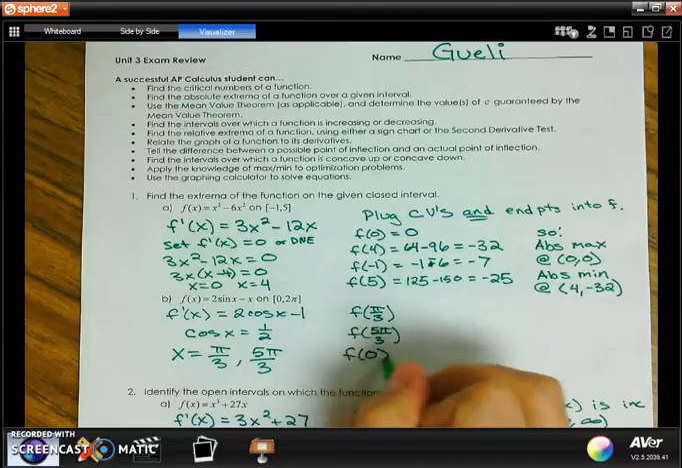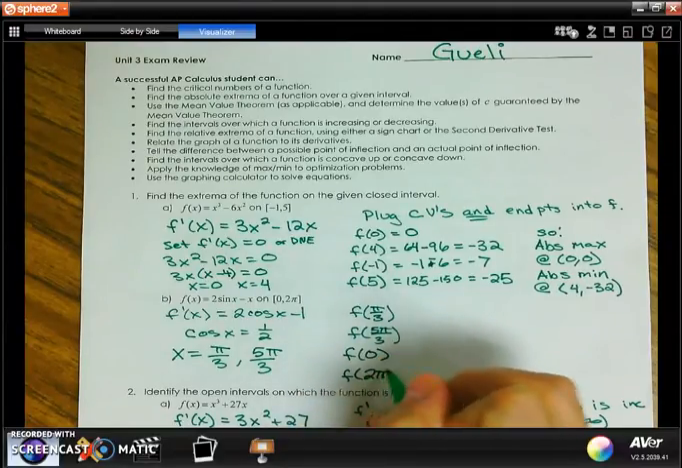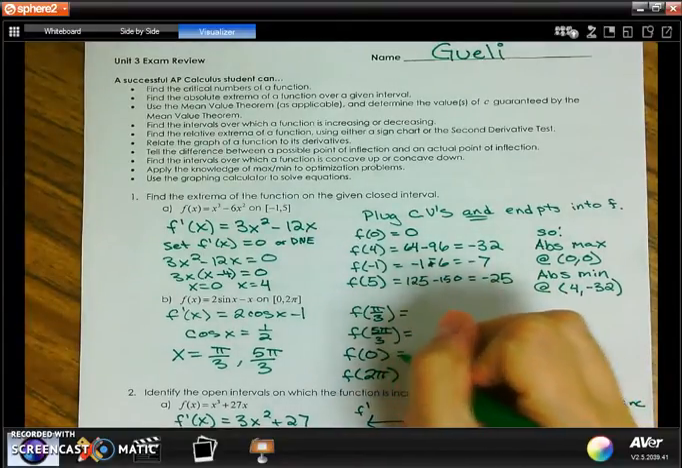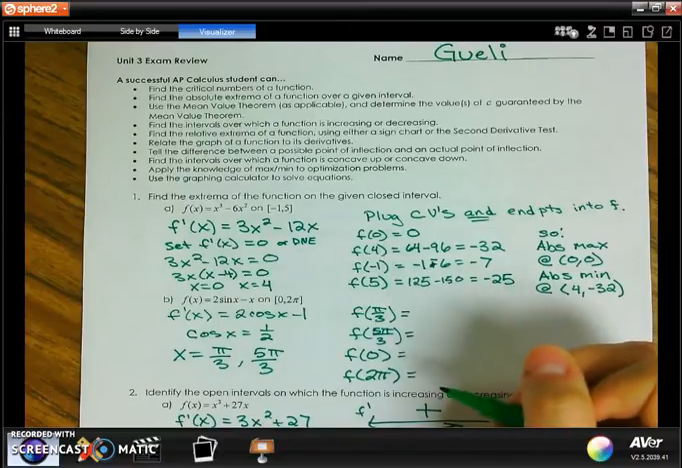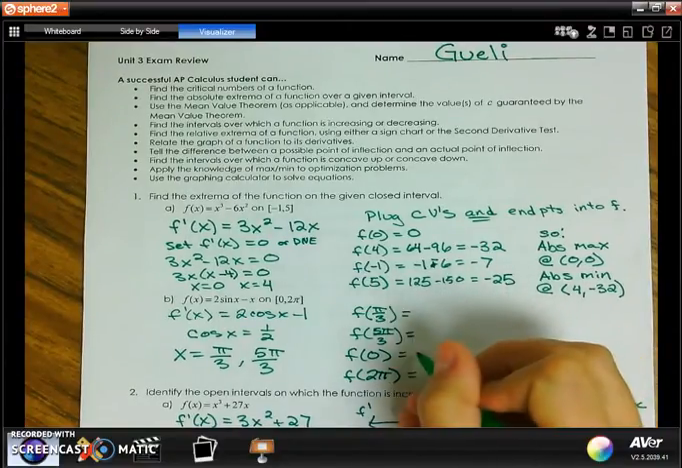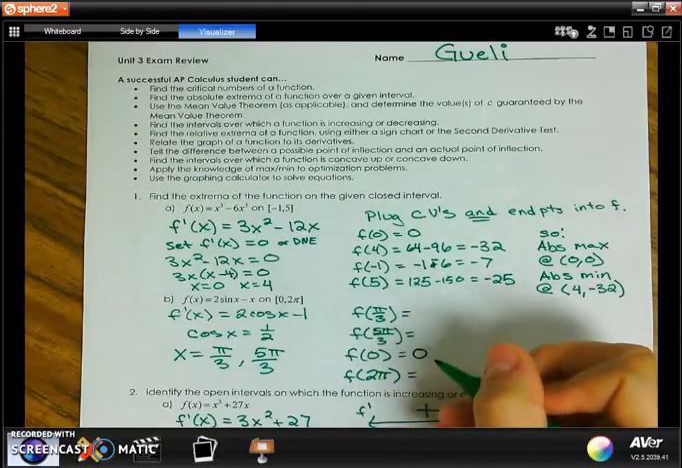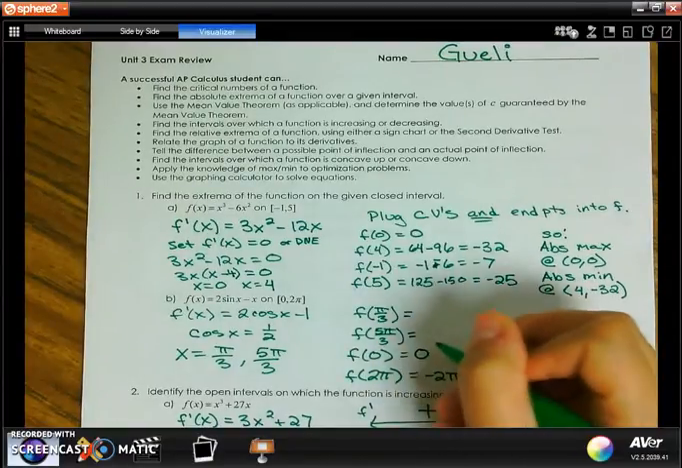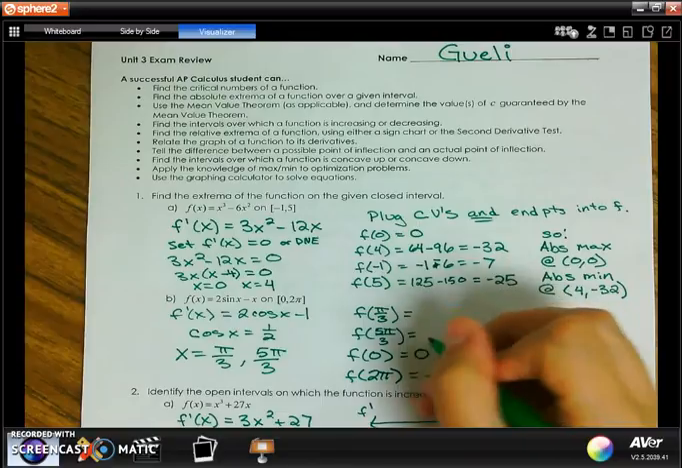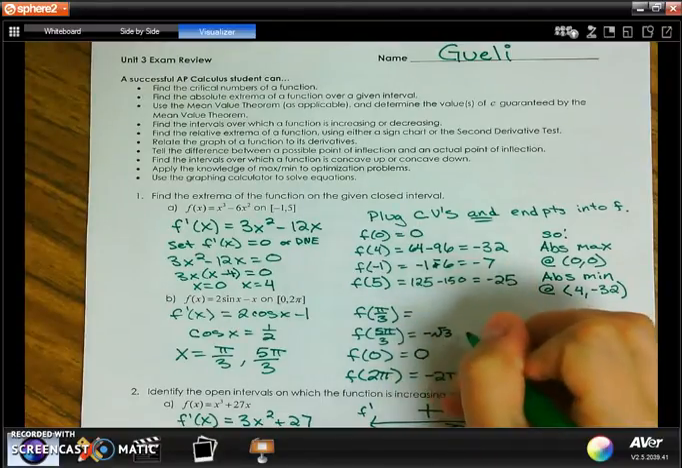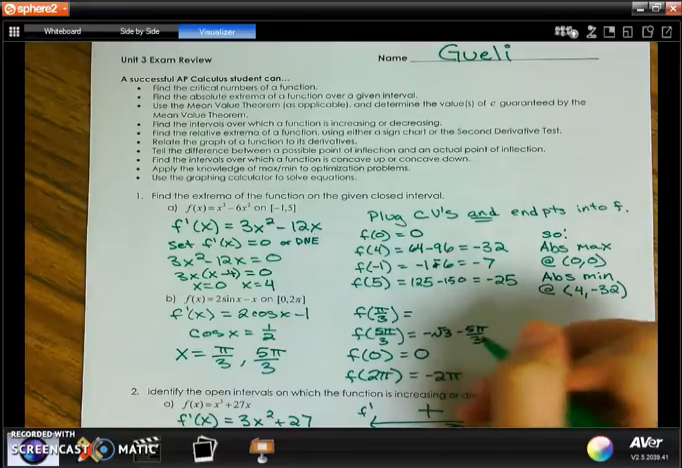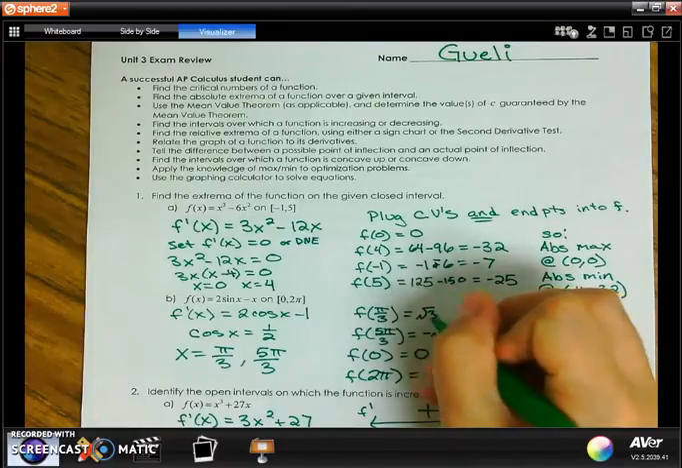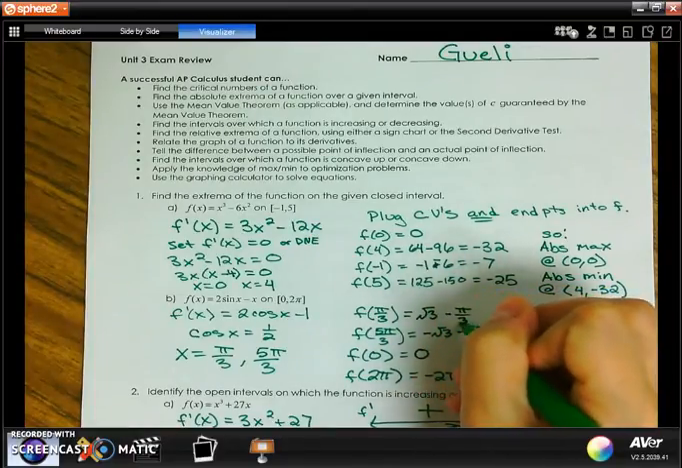Sometimes I do my endpoints first just so that I don't forget them, but I'm doing them second here. Go ahead and plug those in, and remember, you're plugging them into the original. When I plug in 0, I get 0. When I plug in 2 pi, I get negative 2 pi. When I plug in 5 pi over 3, that's going to be a nasty one: negative radical 3 minus 5 pi over 3. And if I plug in pi over 3, that'll be radical 3 minus pi over 3.